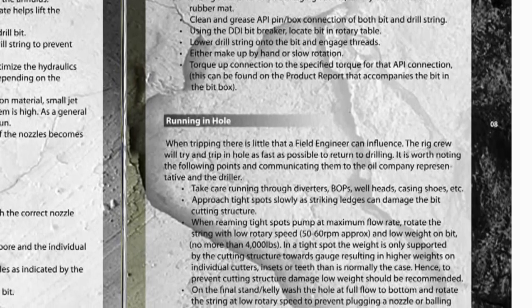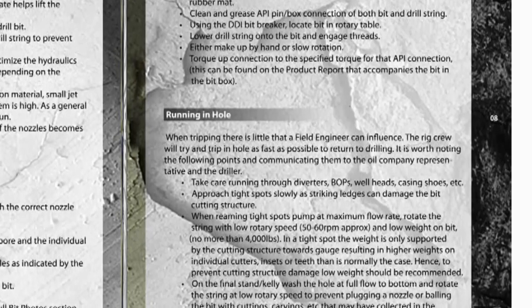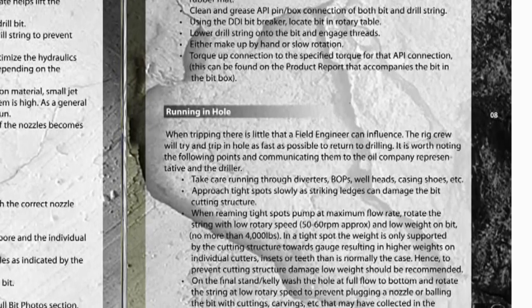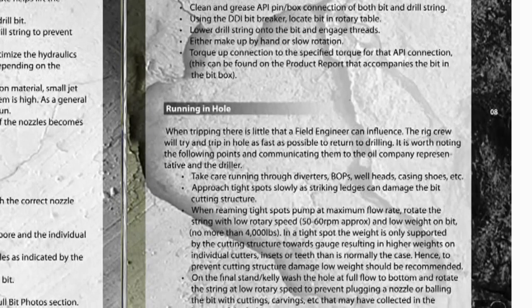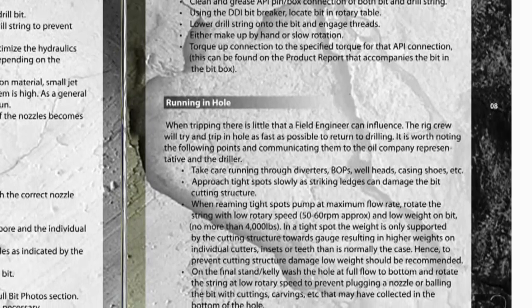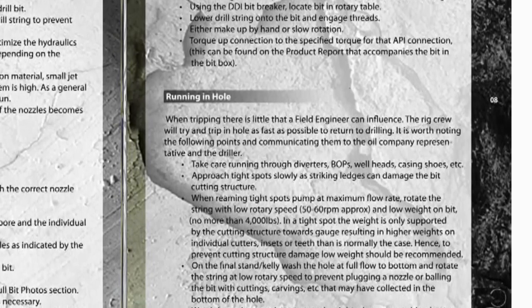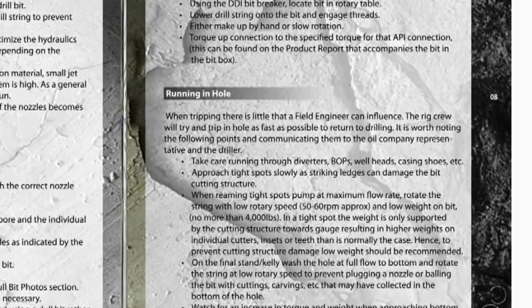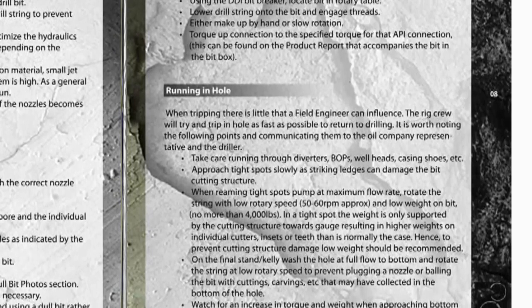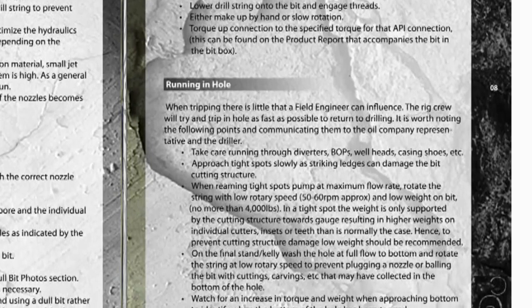Take care running through diverters, BOPs, wellheads, casing shoes, etc. Approach tight spots slowly, as striking ledges can damage the bit cutting structure. When reaming tight spots, pump at maximum flow rate, rotate the string with low rotary speed, 50 to 60 RPM approx, and low weight on bit, no more than 4,000 pounds.